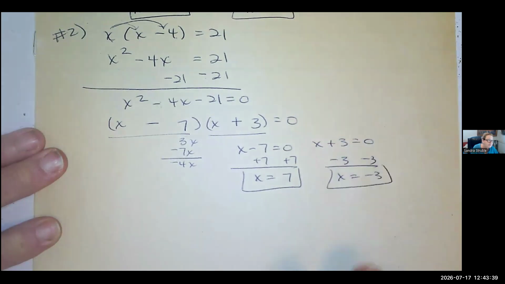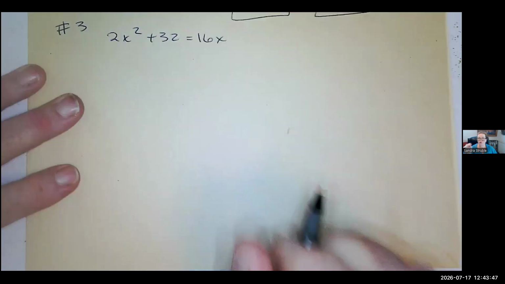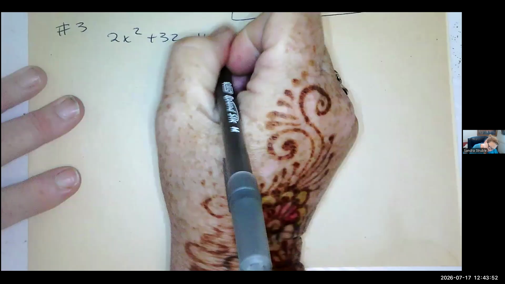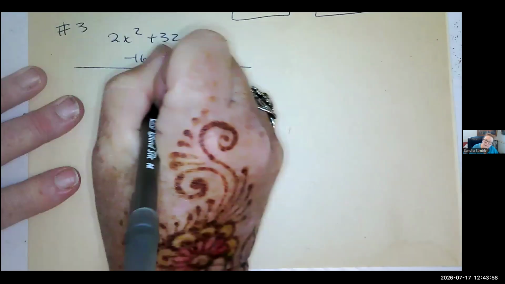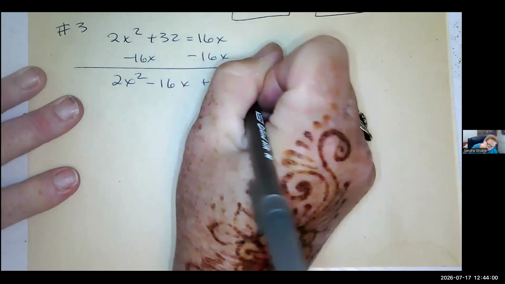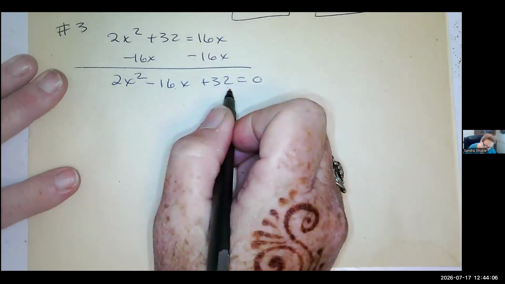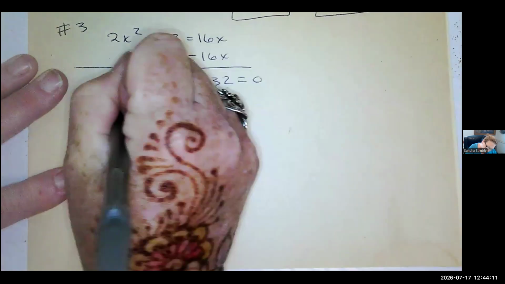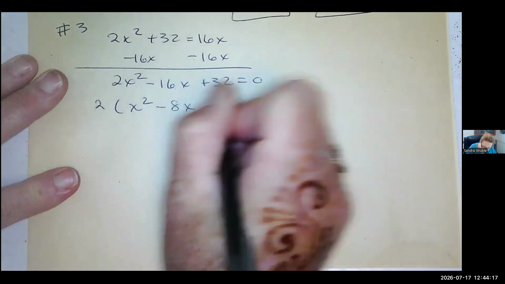Number 3. 2x squared plus 32 is equal to 16x. Before you do anything, move that 16x over and put it in order. It just makes life easier if we do that. So I need the x squared first, then the x, then the constant, and make sure it's set equal to 0. I see that all 3 of these have a 2 involved. I could just go ahead and factor, but I don't want to. I want to simplify my life. So I'm going to factor out a 2. 2 goes into 2 once, 2 goes into 16 8 times, and 2 goes into 32 16 times. Use your calculators.